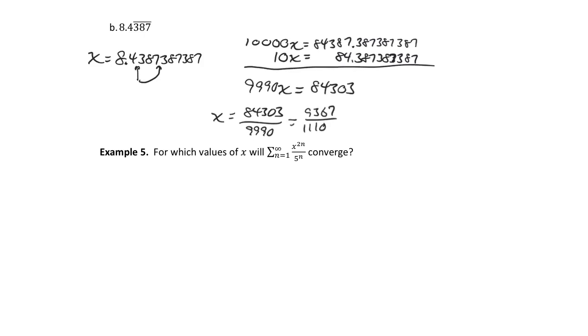This reduces to 9,367 divided by 1110. One nice little thing for simplifying that you might be able to use, you might not know this: a number is divisible by 3 if the sum of the digits is divisible by 3. So in the numerator here, if you add those digits, you get 8 plus 4 plus 3 plus 3, which is 18, which is divisible by 3.